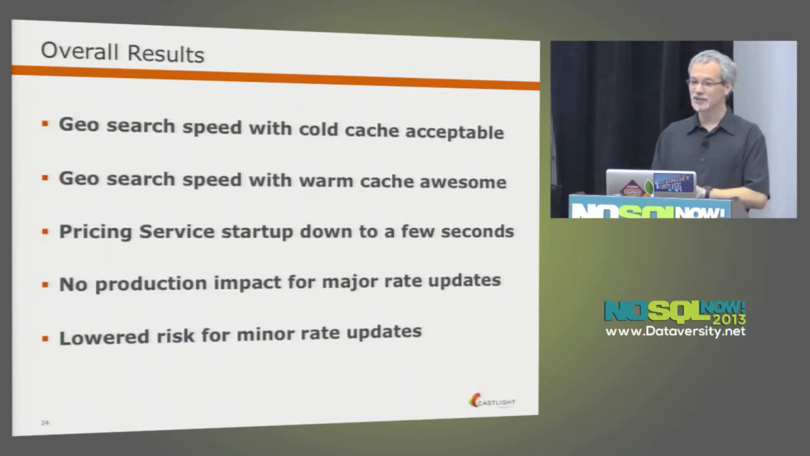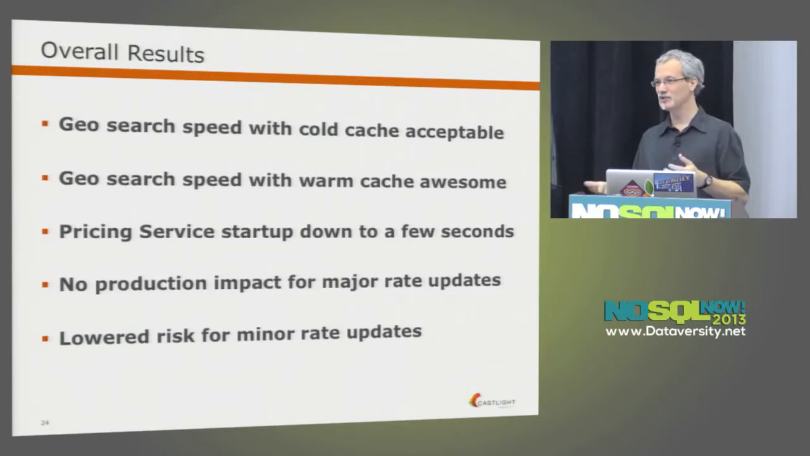So the results that we ended up getting: with a cold cache, as opposed to 2 minutes or even 1 minute, now it's totally acceptable. It's maybe 100 to 200 milliseconds, kind of worst case if the cache isn't even warm, just hitting things off the SSD. If I have a warm cache, performance is really awesome. It gets down into tens of milliseconds to look up all this data. And then the pricing service startup, as opposed to taking over an hour to do a rolling restart on my app servers, now it's just a couple of seconds per instance. Because now the performance is so good, I don't do any caching in the service layer. I just don't have to do it. Mongo does it all for me. And now I can do these major rate updates, and there's no production impact.